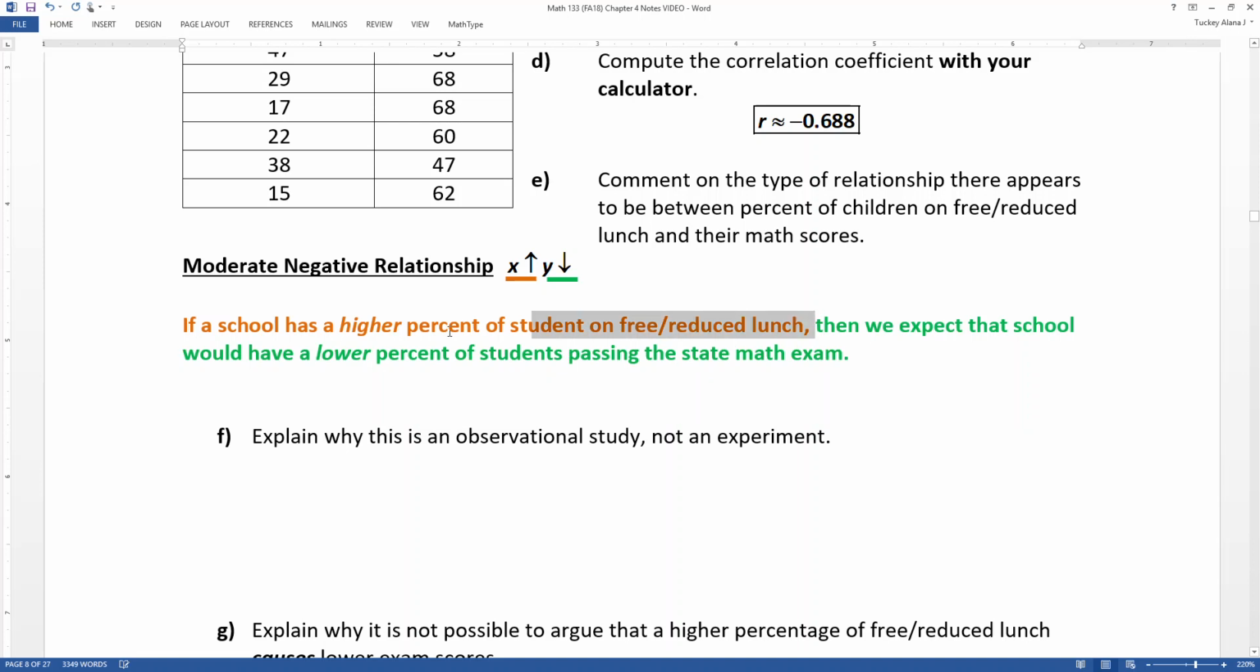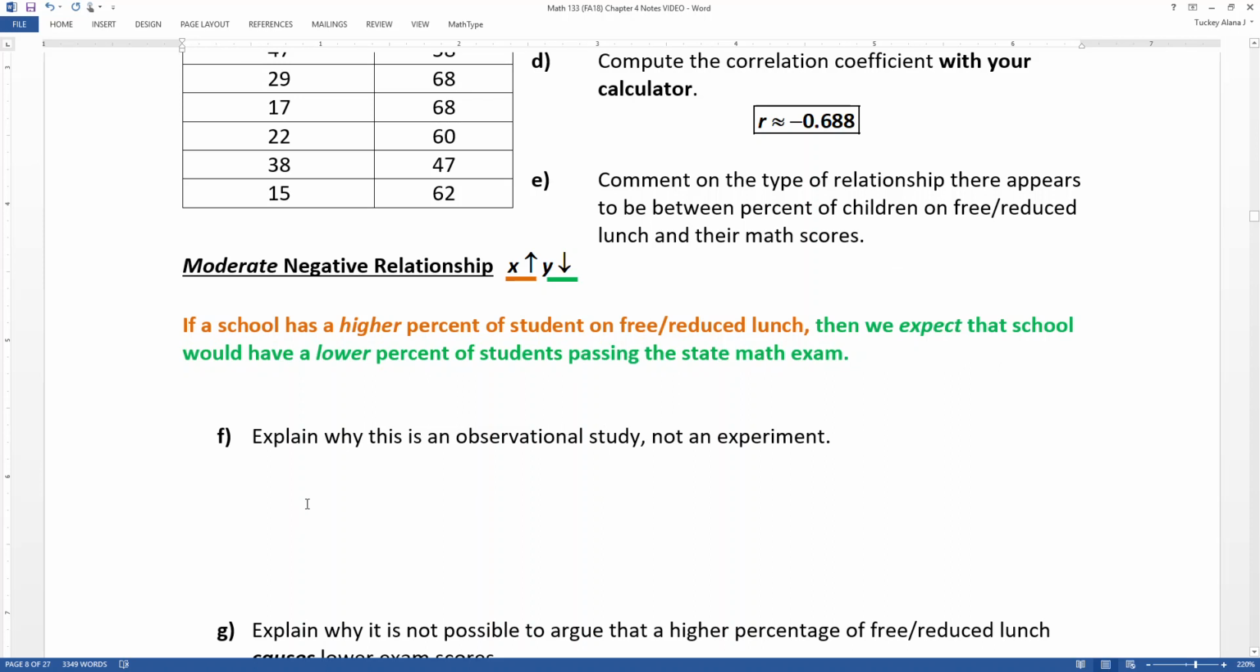So if a school has a higher percentage of students on free or reduced lunch, then we can expect that they'd have a lower percent of students that would pass the state math exam. As X goes up, Y goes down. Now, it's not a perfect relationship, obviously. This is a moderate relationship. That's one of the reasons I've used the word expect. We expect it to go down, but we don't say by how much. We'll get into exactly how much later in section 4.2, but this is the trend that we're seeing. All I'm doing here is describing that trend in words. The X bit is the first phrase, and the Y bit is the second phrase.